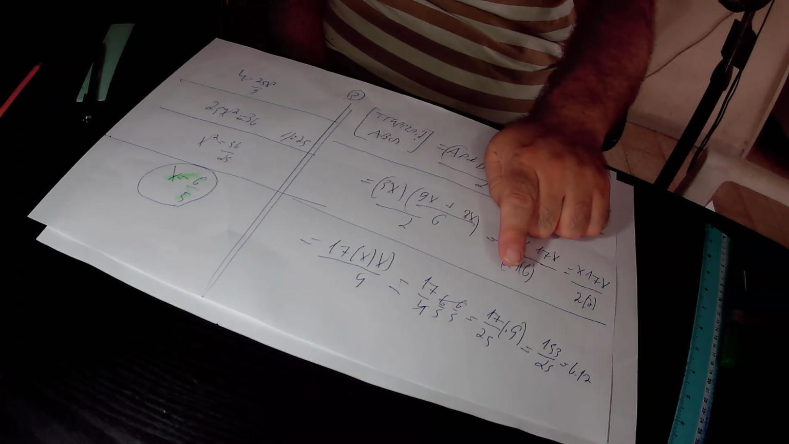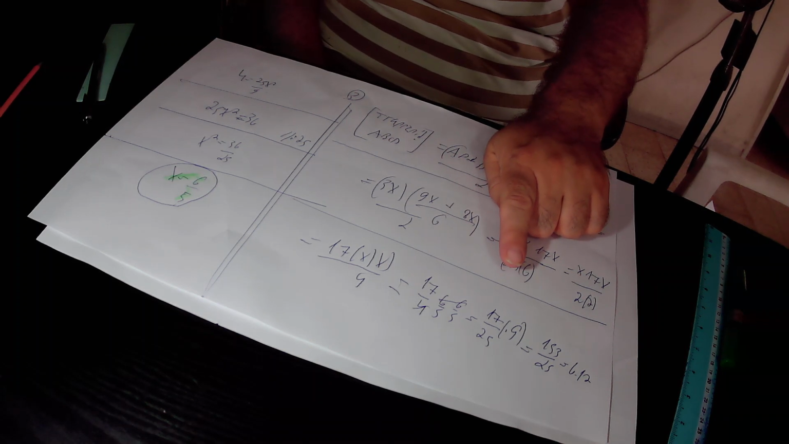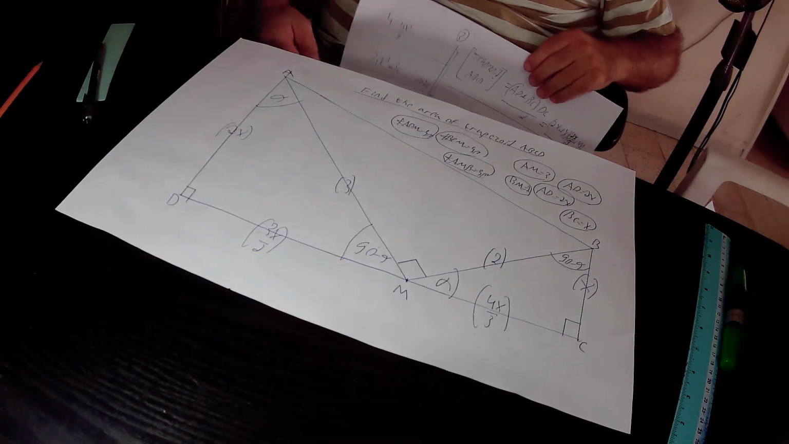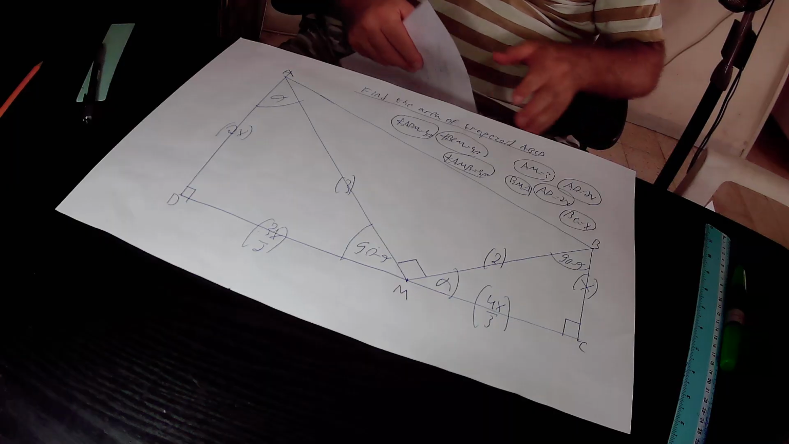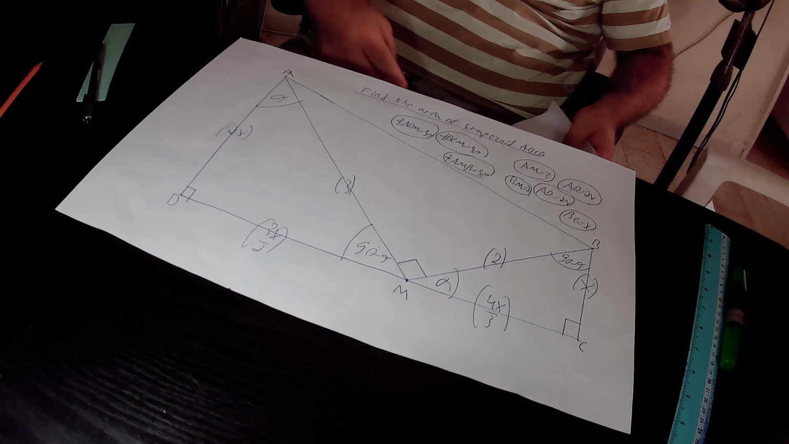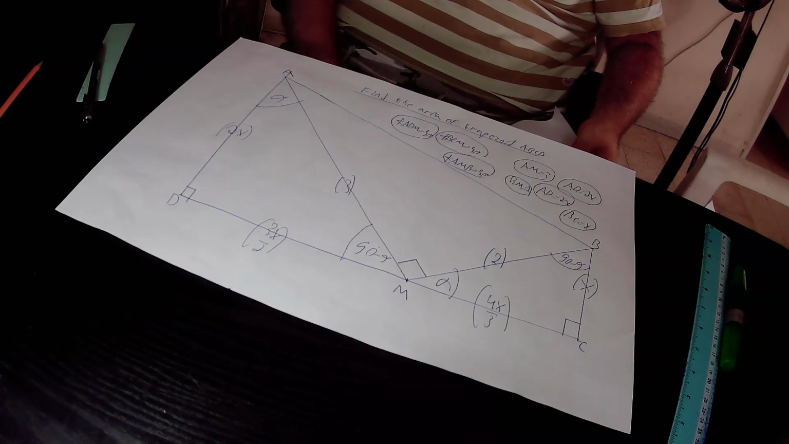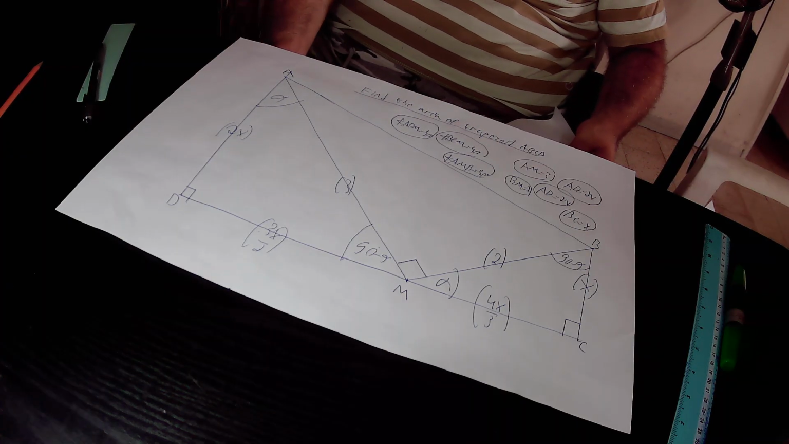So the area of ABCD equals 17 times 9 over 25. 17 times 9 is 153 over 25. So we found that the area of this trapezoid ABCD equals 153 over 25 square units, or in decimal terms, the area of this trapezoid ABCD is equal to 6.12 square units. Okay, thank you very much.